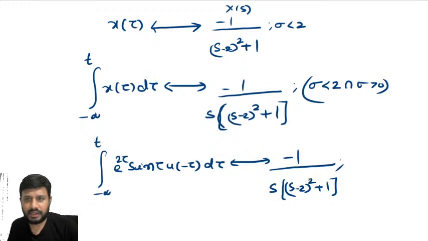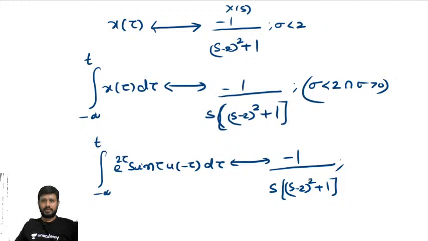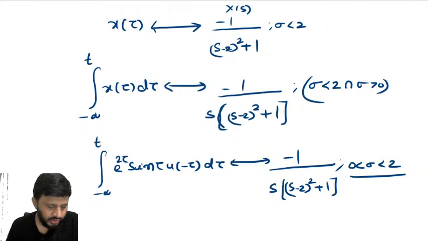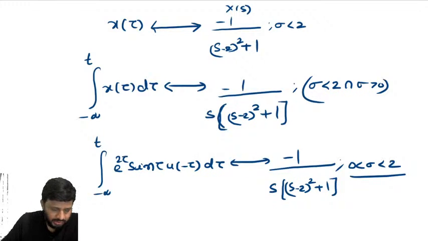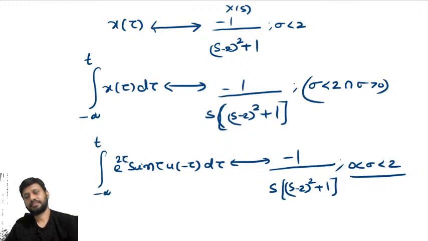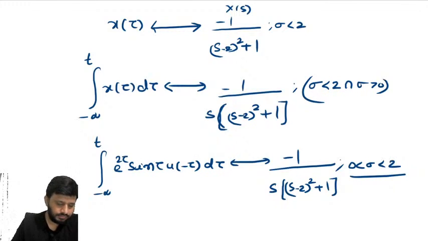So what is the ROC? Sigma less than 2 and sigma greater than 0. This is the ROC: 0 less than sigma less than 2. Hope everybody got the same answer. Please confirm whether you got the same answer or not.